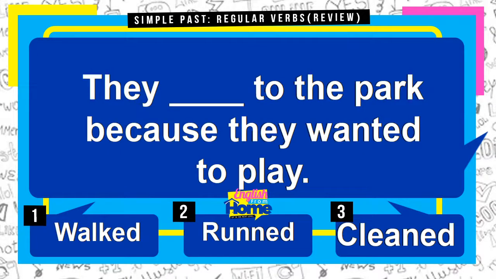They, blank space, to the park because they wanted to play. And we have 3 different options. Number 1, walked, run, or cleaned. Okay, again, number 1 is walked. Do you think they walked? Do you think they ran? Or do you think they cleaned? So which one is the correct answer?